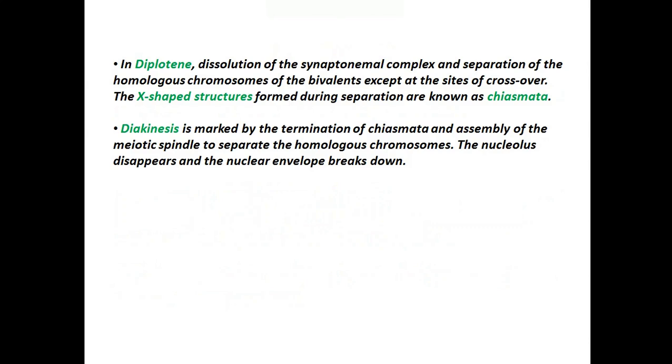Continuing. In diplotene, dissolution of the synaptonemal complex and separation of the homologous chromosomes of the bivalents occurs, except at the sites of crossover. The X-shaped structures formed during separation are known as chiasmata. Lastly, diakinesis is marked by the termination of chiasmata and assembly of the meiotic spindle to separate the homologous chromosomes. The nucleolus disappears and the nuclear envelope breaks down.